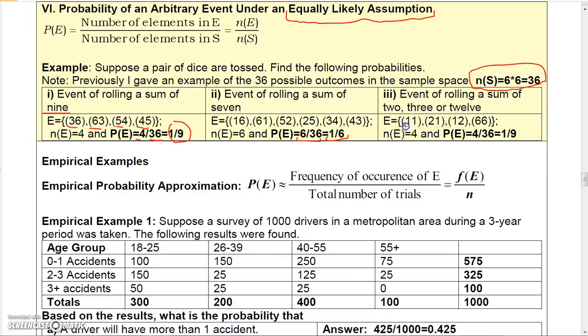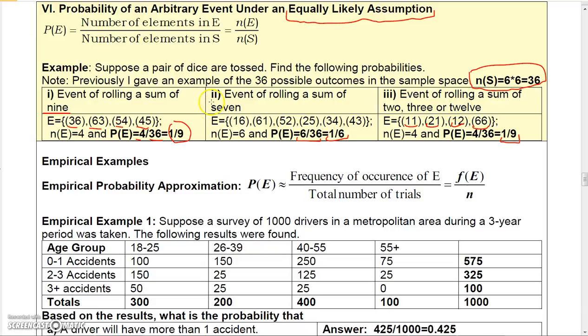Well, you can roll a 2 with a 1, 1. You can roll a 3 with a 2, 1 or a 1, 2. Or you can roll a 12 with a 6, 6. So again, there's 4 ways out of 36 that event can occur, which reduces to 1/9. Now, I won't get into the details, but these numbers are actually important numbers when rolling dice.